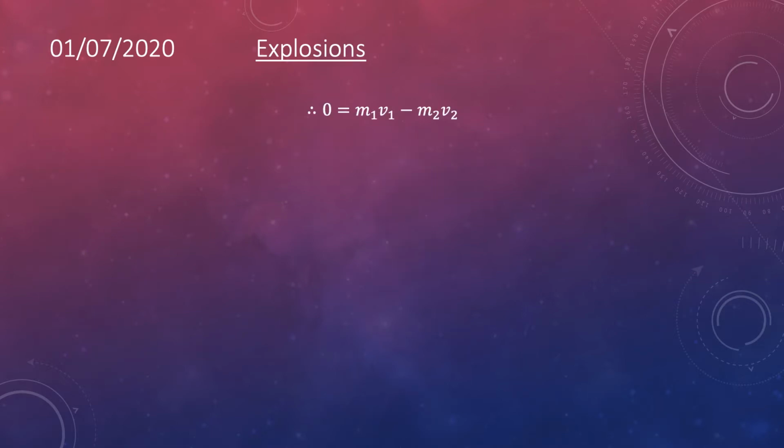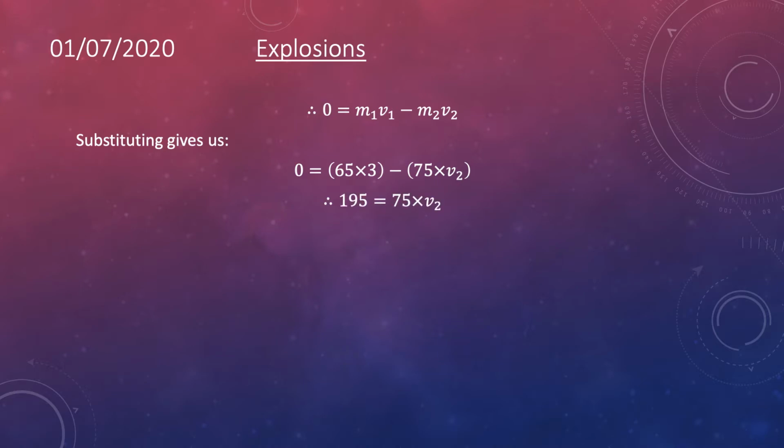If we substitute in, that will give us 0 total momentum before equals the total momentum afterwards: 65 times 3 minus 75 times v2. v2 is unknown, so we're going to solve for that. 65 times 3 is 195. That's going to be equal to 75 times v2. Dividing by 75 on both sides gives us 2.6 metres per second.